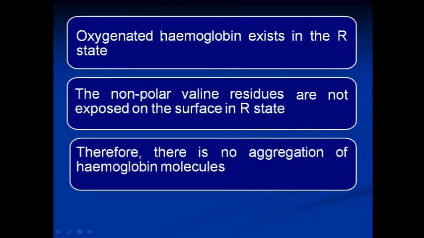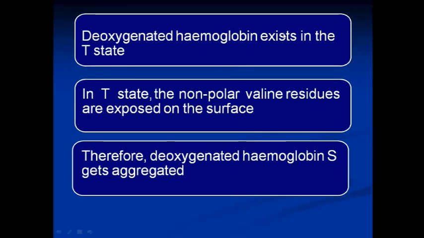Oxygenated hemoglobin exists in the R state, and the non-polar valine residues are not exposed on the surface in the R state. Therefore, there is no aggregation. Deoxygenated hemoglobin exists in the T state. In the T state, non-polar valine residues are exposed on the surface, therefore deoxygenated hemoglobin S gets aggregated.